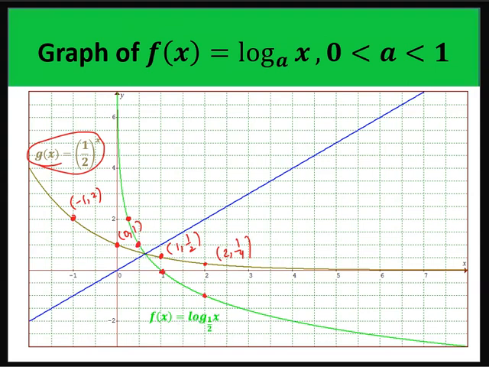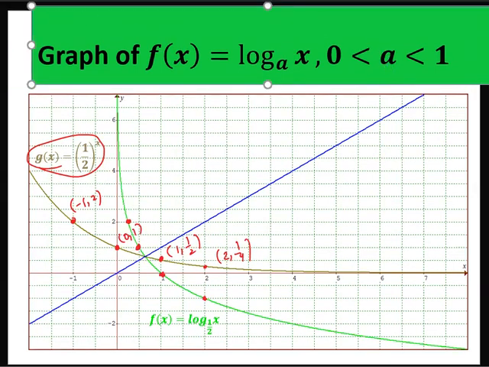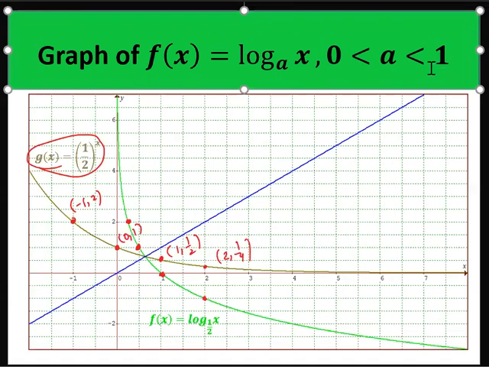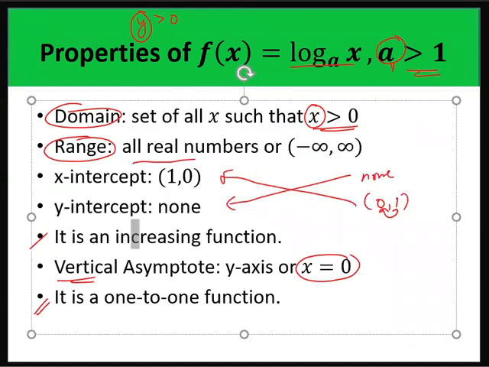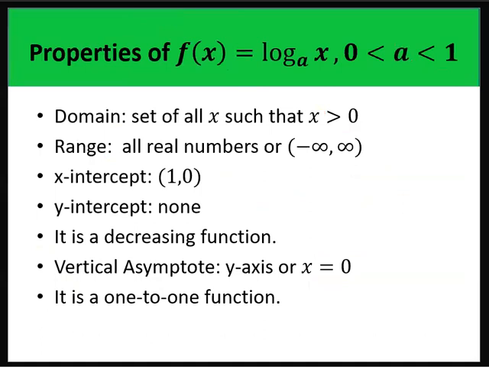1/2. So the properties of this logarithmic function where the base a is between 0 and 1 are actually the same as the properties whenever the base is higher than 1, except that whenever the base is between 0 and 1, the graph will be a decreasing function. So in logarithmic functions where the base is between 0 and 1, the graph is a decreasing function. But all the rest of the properties will be the same.